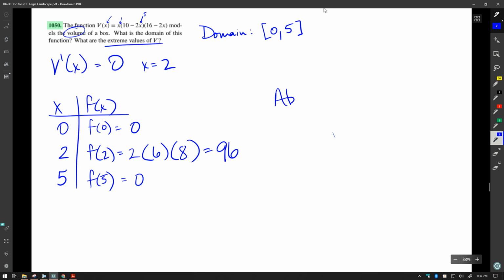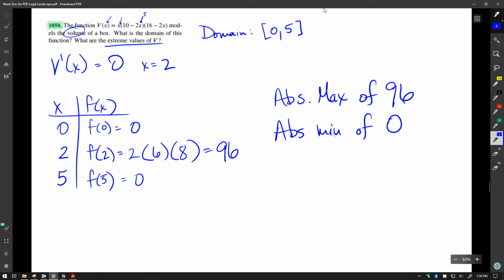So our extremes, we have an absolute max of 96 and an absolute min of 0. So this box reaches its maximum volume when x is equal to 2. And this box has a volume of 0 when x is equal to either 0 or 5. And that's everything there.